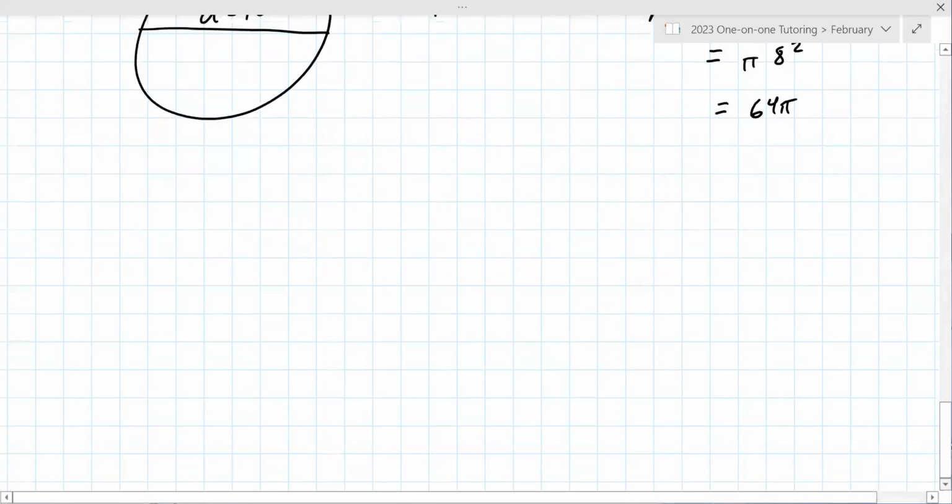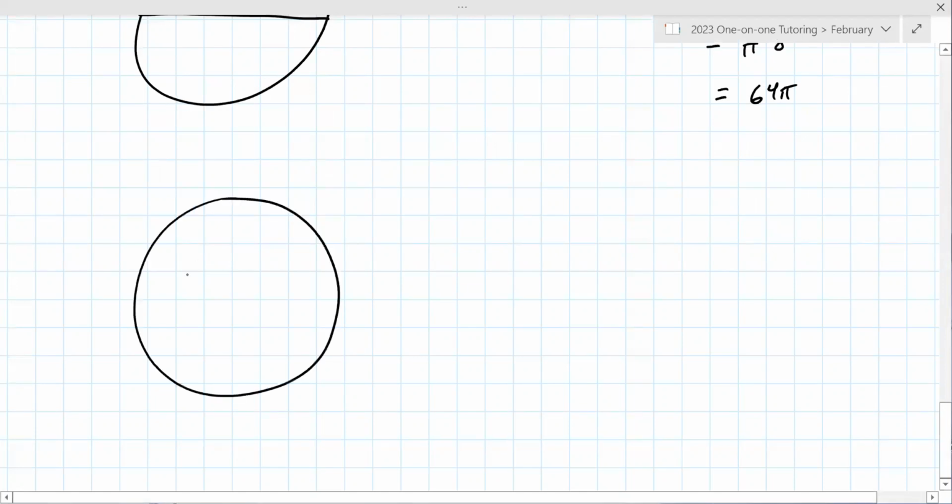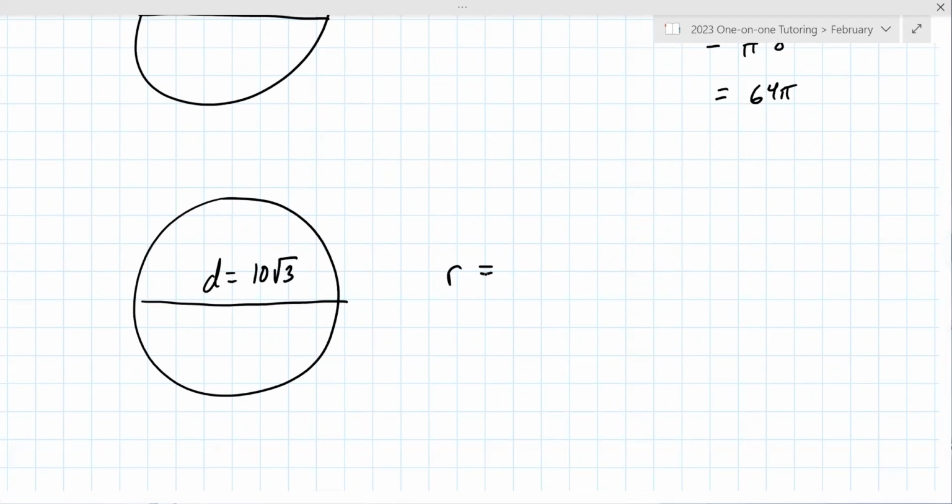Now let's say in this new problem, the diameter is 10 square root 3. What is the radius? The radius, I guess, 5 square root 3. Yes, exactly. Okay, that's very good.